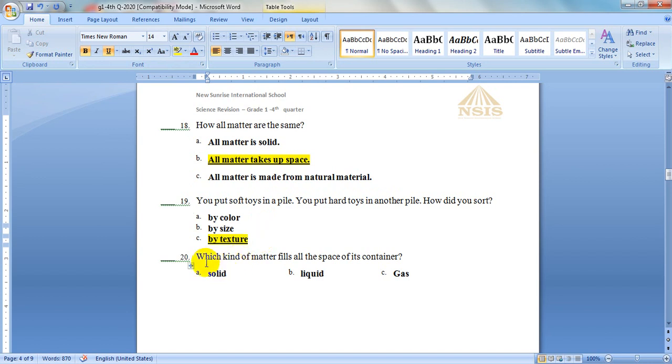20. Which kind of matter fills all the space of its container? It fills all the space. It spreads out. Is it solid, liquid, or gas? Of course it is gas. A gas spreads out to fill all the container.